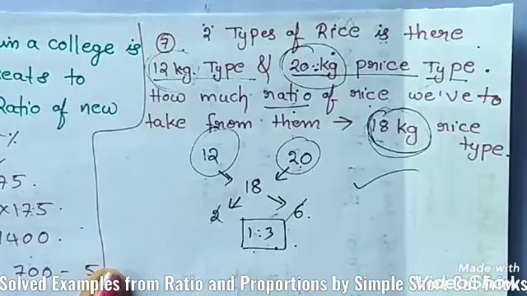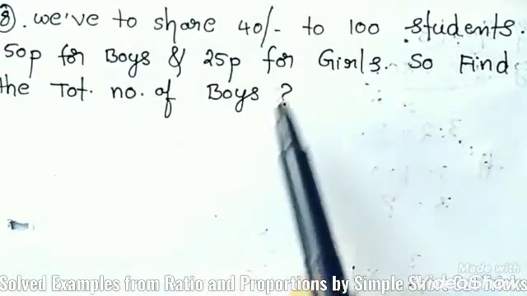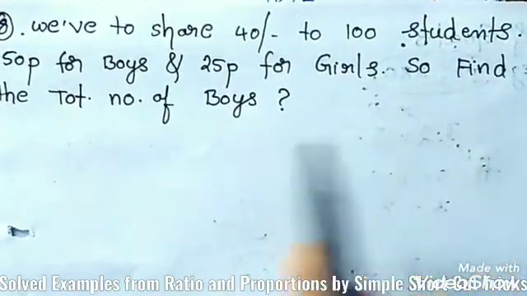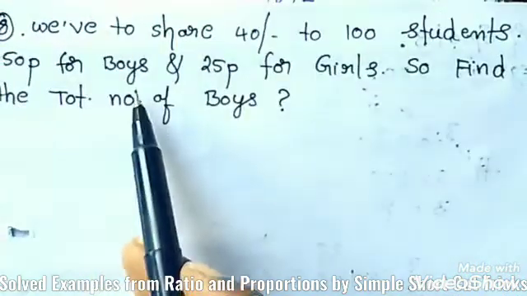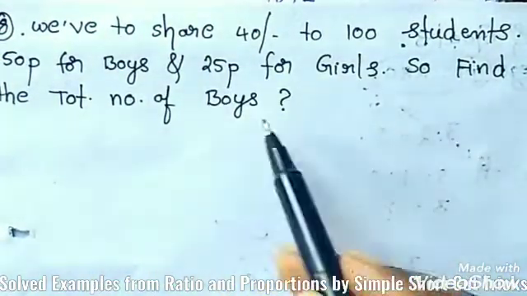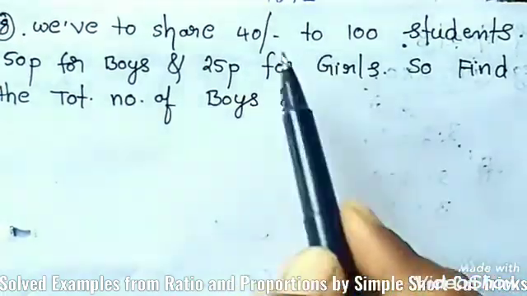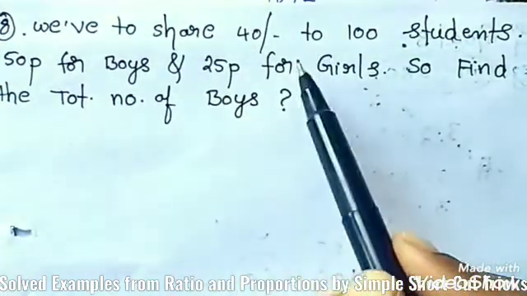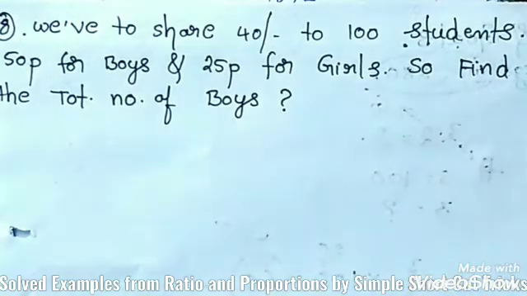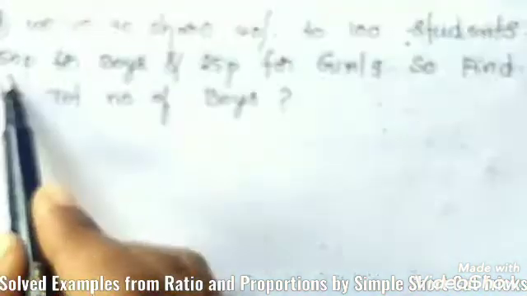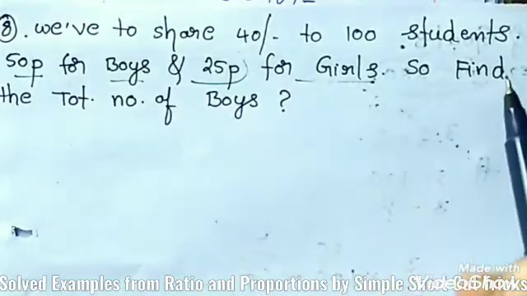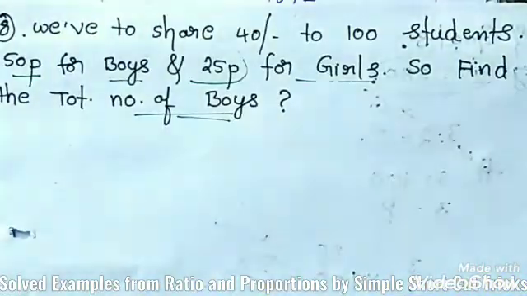Let us see question number 8. We have to share 40 rupees among 100 students. So 50 paise for boys and 25 paise for girls. So find the total number of boys here. So 40 rupees we have. We need to share these 40 rupees among 100 students. Then how much have they given here? 50 paise for boys and 25 paise only for girls. Then we have to find out the total number of boys here.